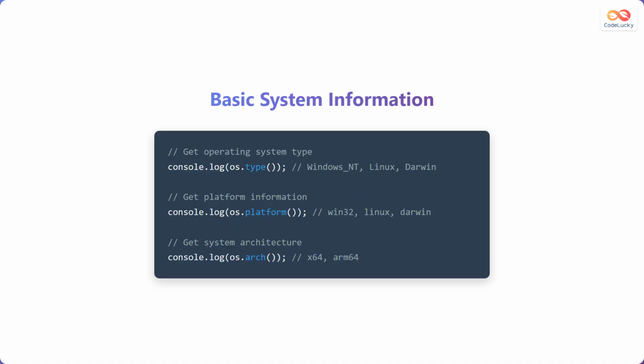The OS module offers several methods for obtaining fundamental system details. Let's see some examples. The os.type method returns the operating system name. This could be Windows_NT, Linux, or Darwin. The os.platform method provides the platform, such as Win32 for 32-bit Windows, Linux, or Darwin. Lastly, os.arch reveals the system architecture, which might be x64 for 64-bit or ARM64 for ARM architecture.